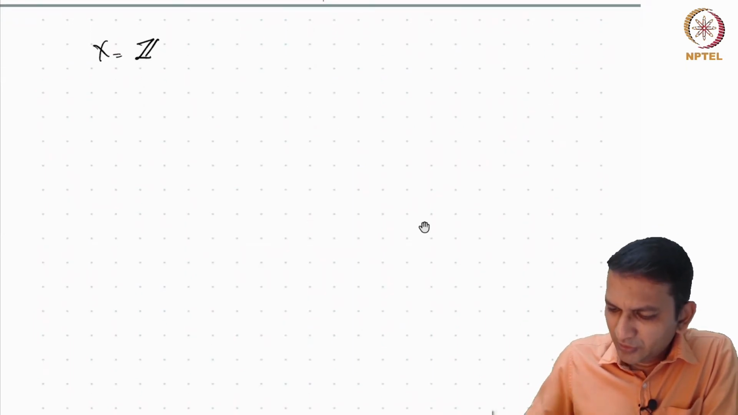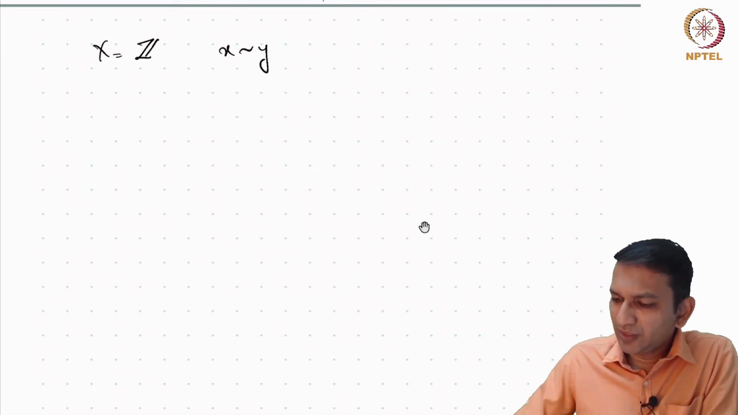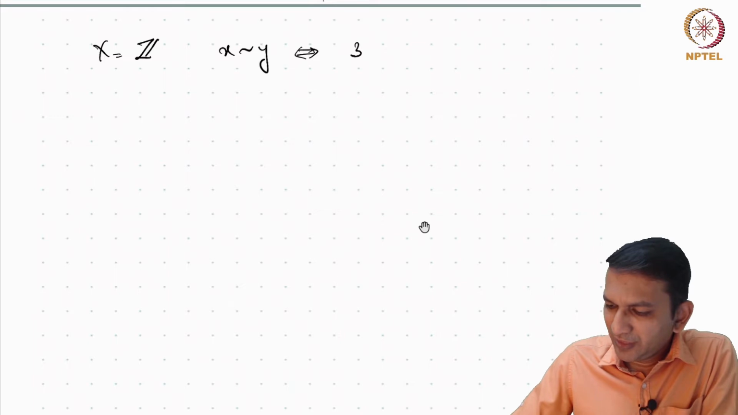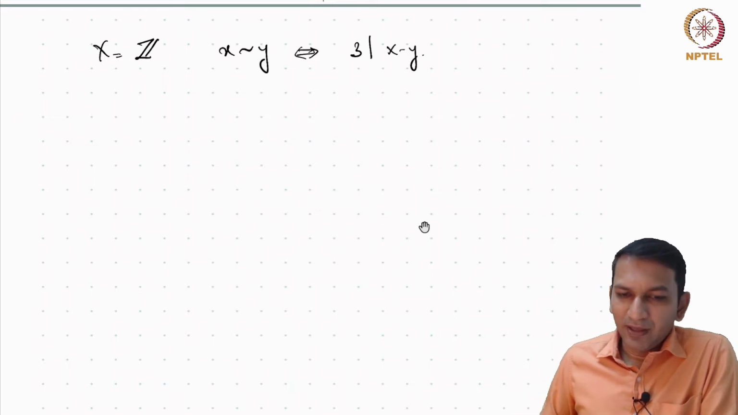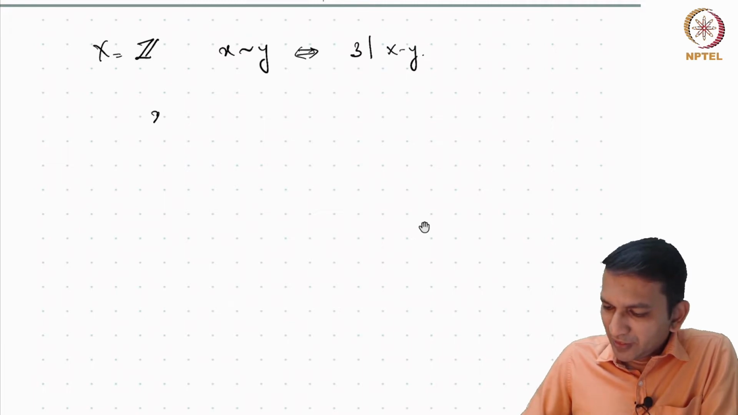Let x be equal to Z, and let's relate x to y if and only if 3 divides x minus y. This is something that we have seen yesterday. Clearly, it is reflexive. x is related to x because 3 divides x minus x, which is 0. If x is related to y, then this implies y is related to x.